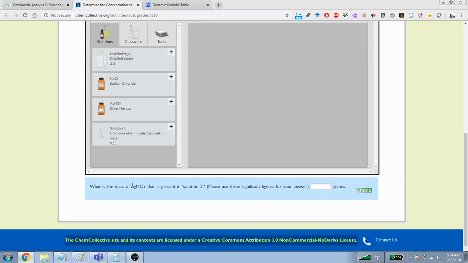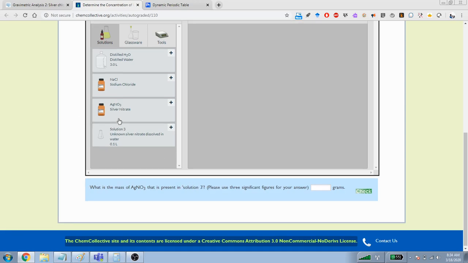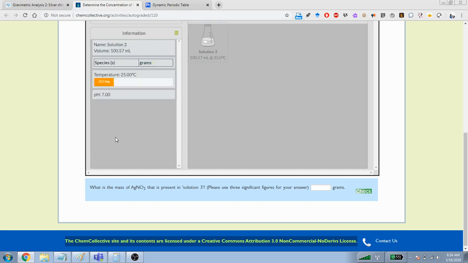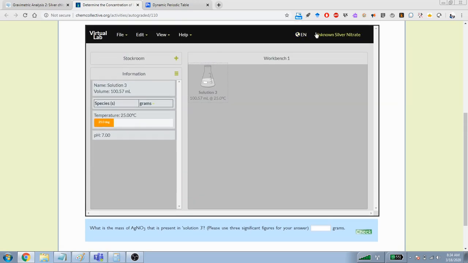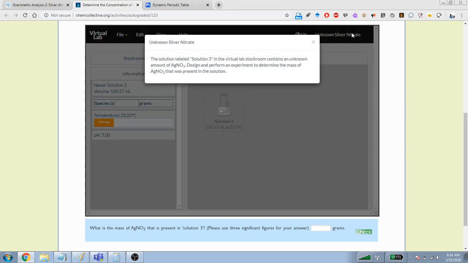The question is, what mass of AgNO3 is in solution 3? Here I've got some solution 3, right? And in order to figure out how much AgNO3 is there, I've got to do some analysis. Now, if I click on the title here, it just says that I've got to design and perform the experiment myself.